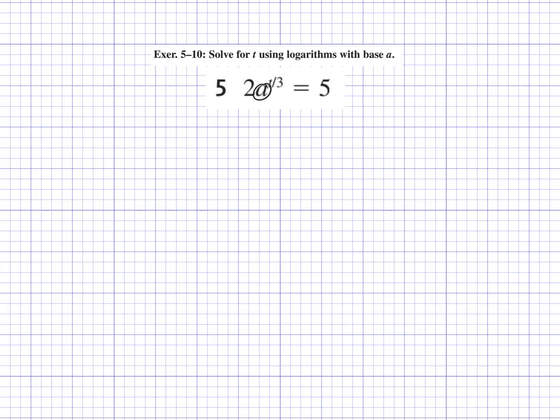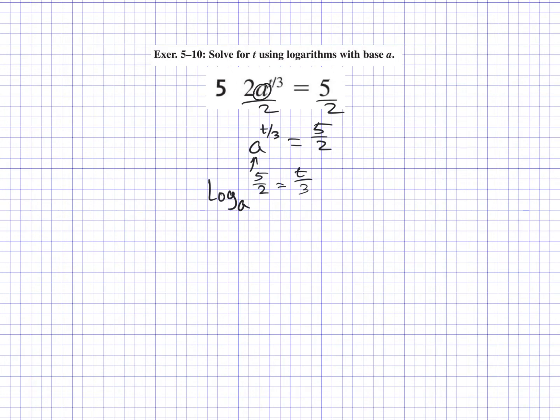Okay, so what do we do with the 2? Well, let's divide off the 2. We'll learn what to do with it at another time. So we have a to the t over 3 equals 5/2. If we change this to a logarithm, that's our base. So log base a of the answer, 5/2, is equal to t over 3.